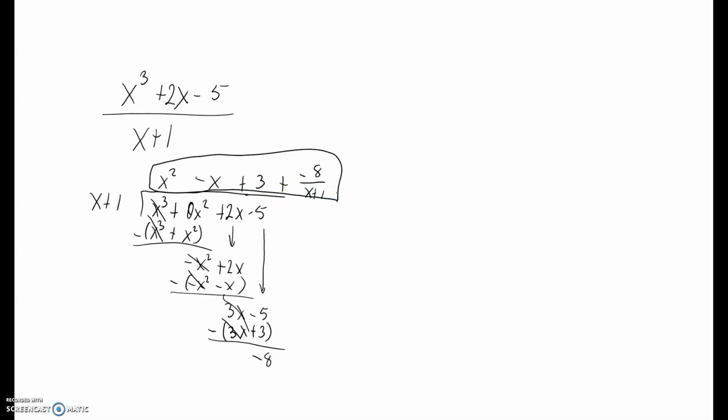So whether you have a missing term in your divisor or in your dividend, it doesn't really matter. Just go ahead and put a 0 term in there to hold its place and then repeat as normal.